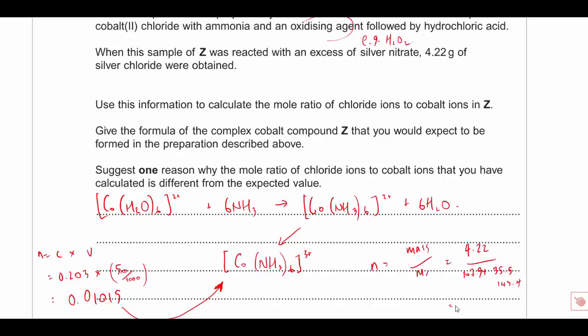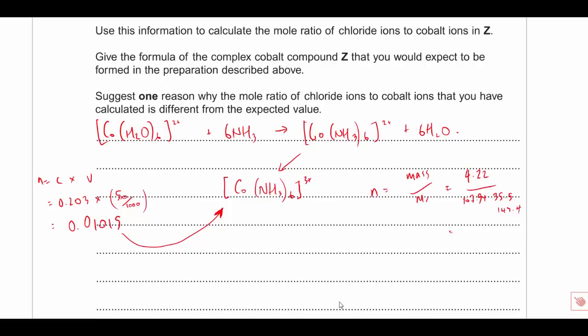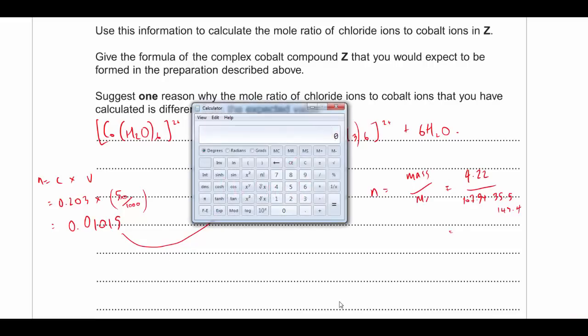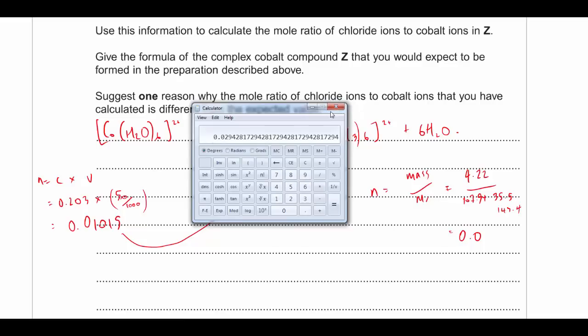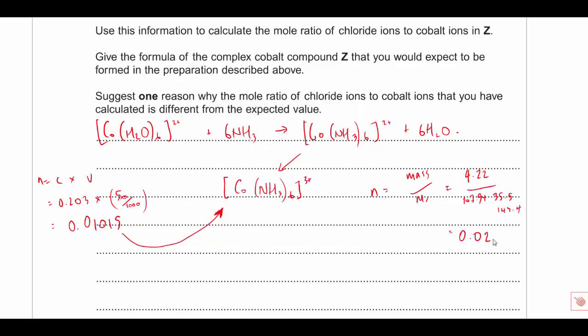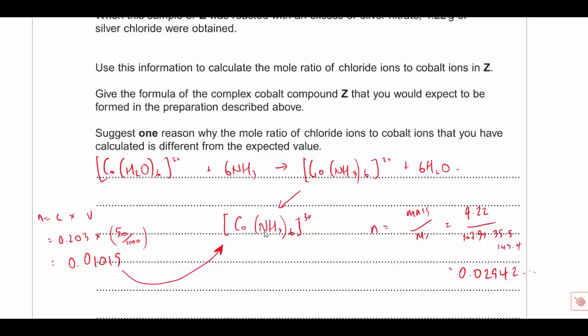When we carry out our calculation, let's calculify it, 4.22 divided by 143.4. Is that right? Yep. And we're going to get 0.029428. Just call it that. So we've worked out the moles of cobalt complex that were added, which we can then equate to being the moles of cobalt in the final compound of Z through the oxidation and all the rest of it.